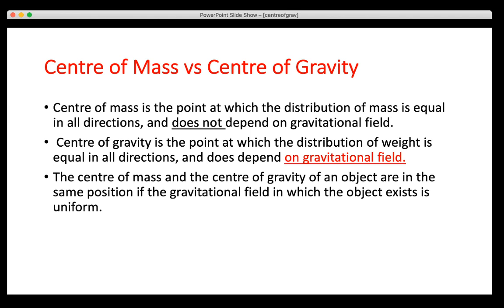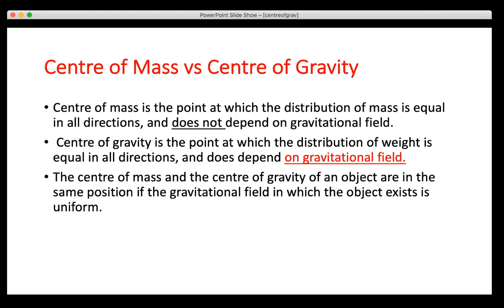Now the next slide will make you clear about the main differences between center of mass and center of gravity, because it is very crucial and important that you understand what the difference is. There is a difference. Now center of mass is a point at which distribution of mass is equal in all directions. So you will say it is the same thing as center of gravity. Center of gravity is the point at which distribution of weight is equal in all directions. So what is the difference between the two?